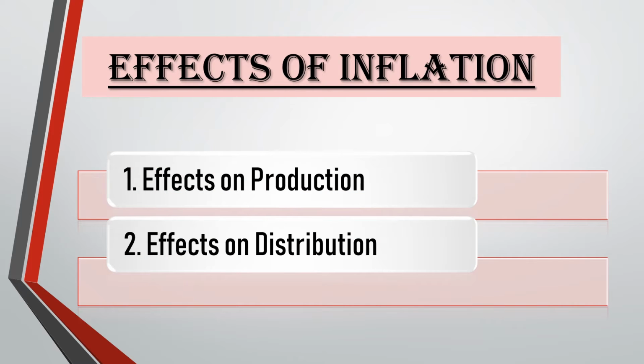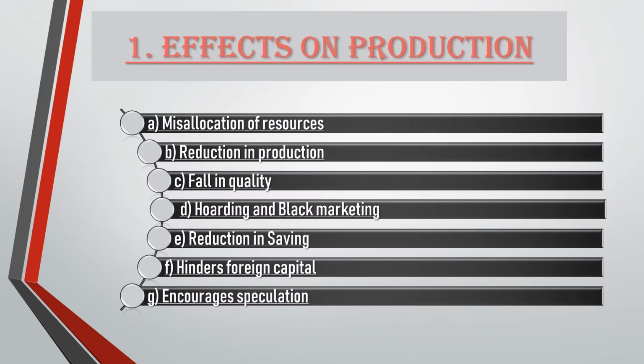Effect of inflation. To study its effect, there are two broad aspects: the effect of inflation on production and on distribution. Let's start with the first, the effect of inflation on production. It is understandable in the following points: misallocation of resources, reduction in production, fall in quality, hoarding and black marketing, reduction in saving, hindering foreign capital or foreign investment, and the last point is that it encourages speculation. I will explain the points written here one by one.